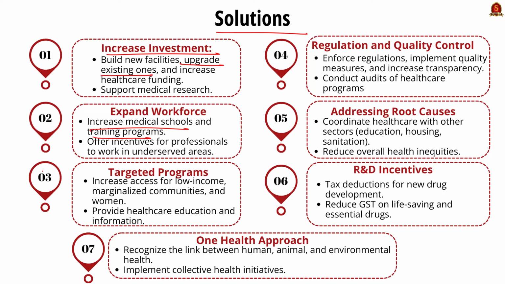Secondly, there is a need for time-bound implementation of targeted programs to increase access to the healthcare services for the people living in poverty, mainly for the lower caste and especially women, as well as providing education and information about the healthcare services to these communities. There is also a need for enforcing regulation, implementing quality control measures, increasing transparency, and conducting audits of healthcare programs. Thirdly, we should address the root cause of health inequality. For this, the healthcare system should work in coordination with other sectors such as education, housing, and sanitation to address the social determinants of health and reduce the overall health inequalities.